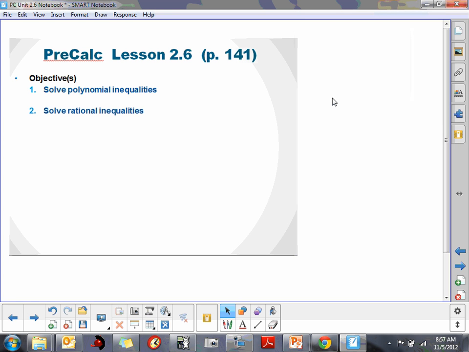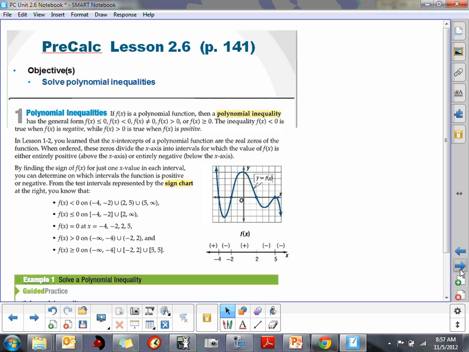In lesson 2.6, we have two objectives. One is to solve polynomial inequalities, and the other is to solve rational inequalities. So in both objectives, we're solving inequalities rather than equations. So we're going to be looking at where our curves are below or above the x-axis, basically.